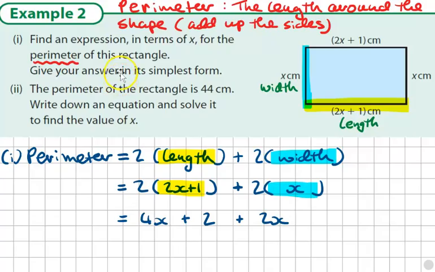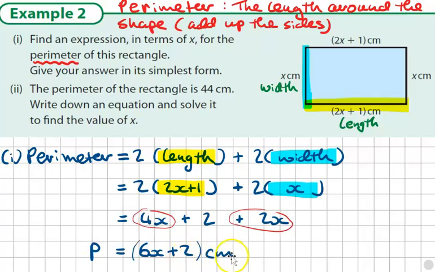So the question wanted the answer in its simplest form, so we have to simplify. So we have P, which stands for perimeter, is equal to 6x plus 2. And the 6x came from 4x plus 2x gives us 6x. Be careful here, it does not give you 6x squared. The powers don't change when you're adding or subtracting like terms. So we've come up with an expression for the perimeter in terms of x, and it is P equals 6x plus 2. And now I'm just going to stick on brackets and the centimeters. So this is our final answer to part 1.